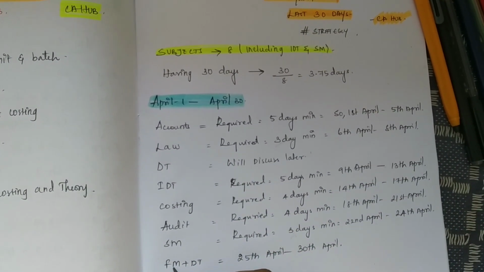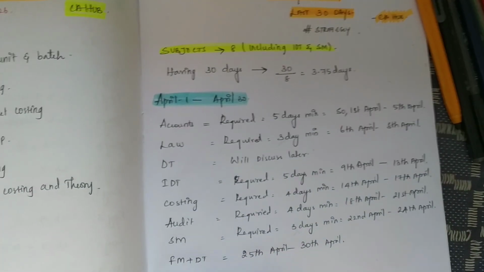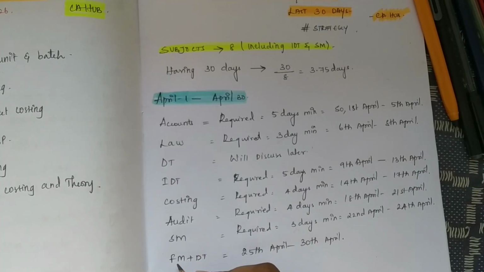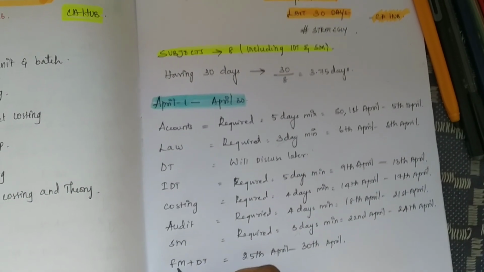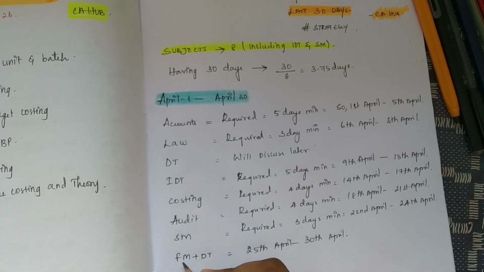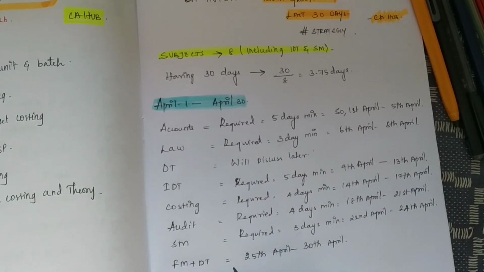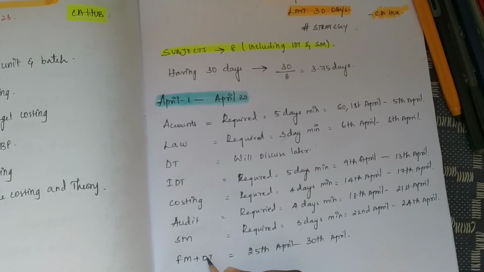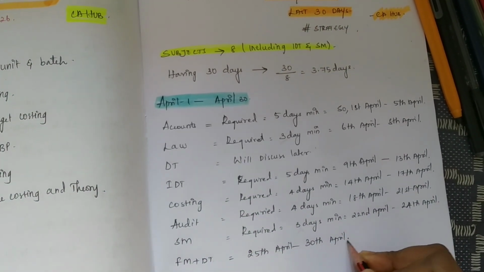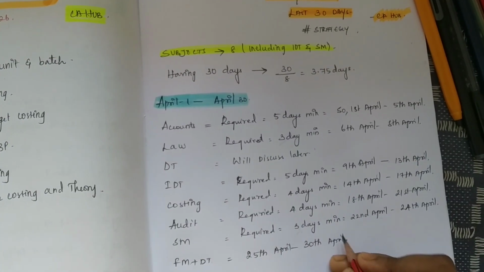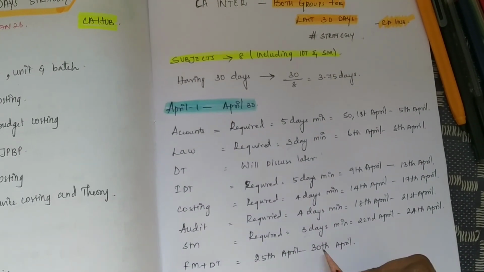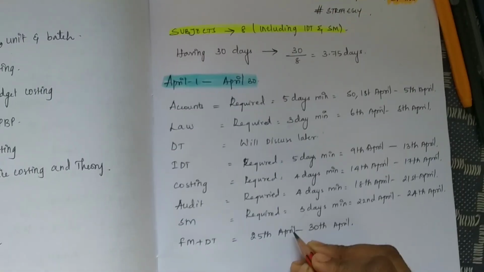When I say financial management plus DT, direct tax, these are scoring subjects. FM also is a scoring subject, where working capital management and all is a big chapter. You could not complete it in 4 to 5 days. So what I planned is, you take up DT as well as FM from 25th April to 30th of April. But FM and DT could not be completed within 5 days alone.